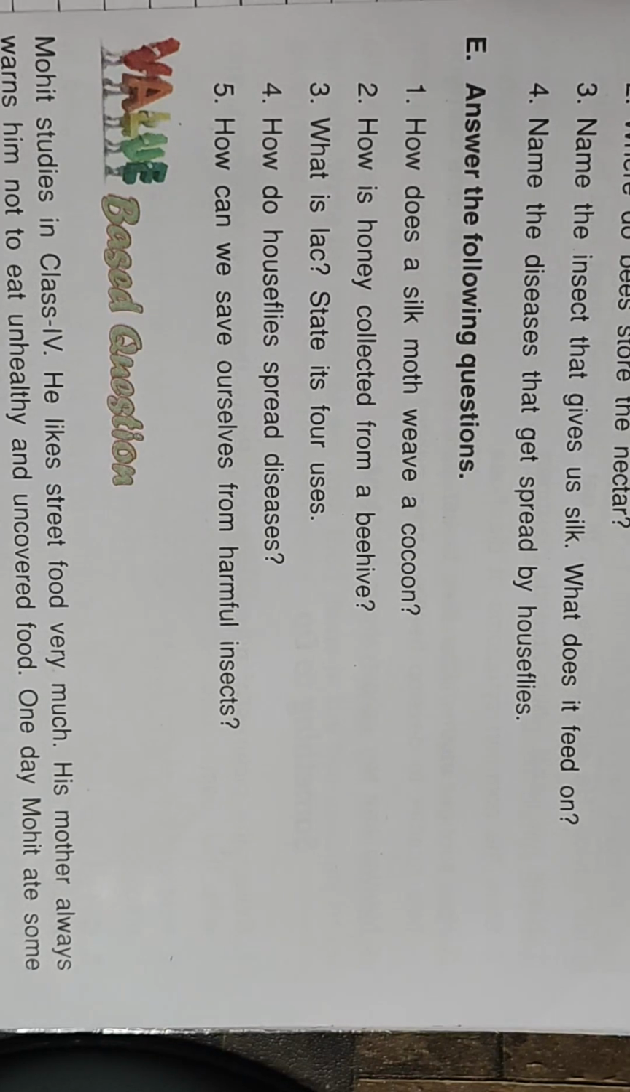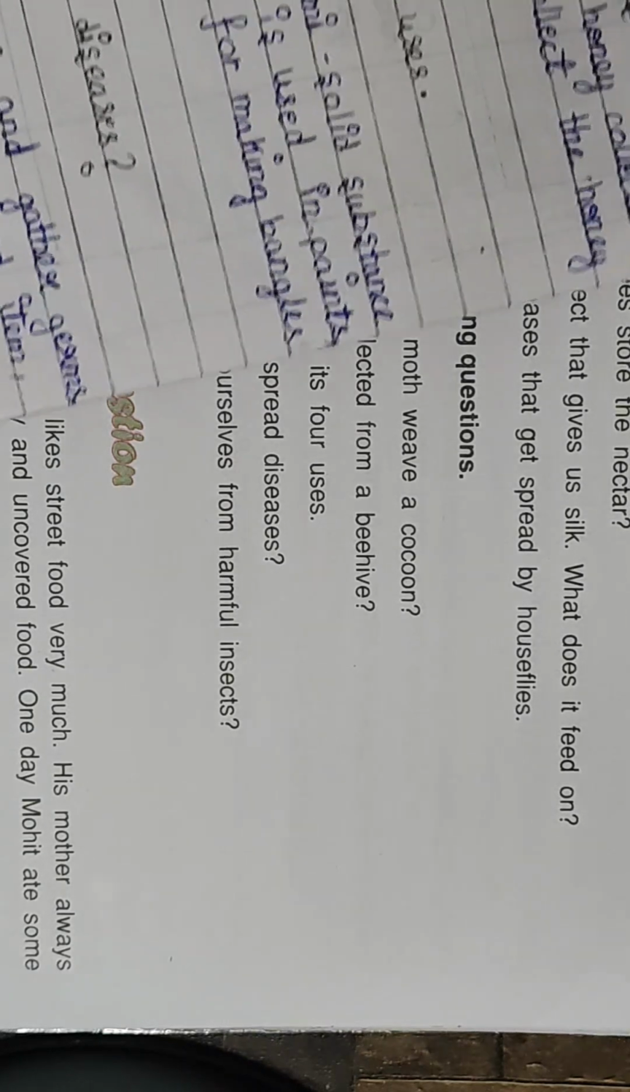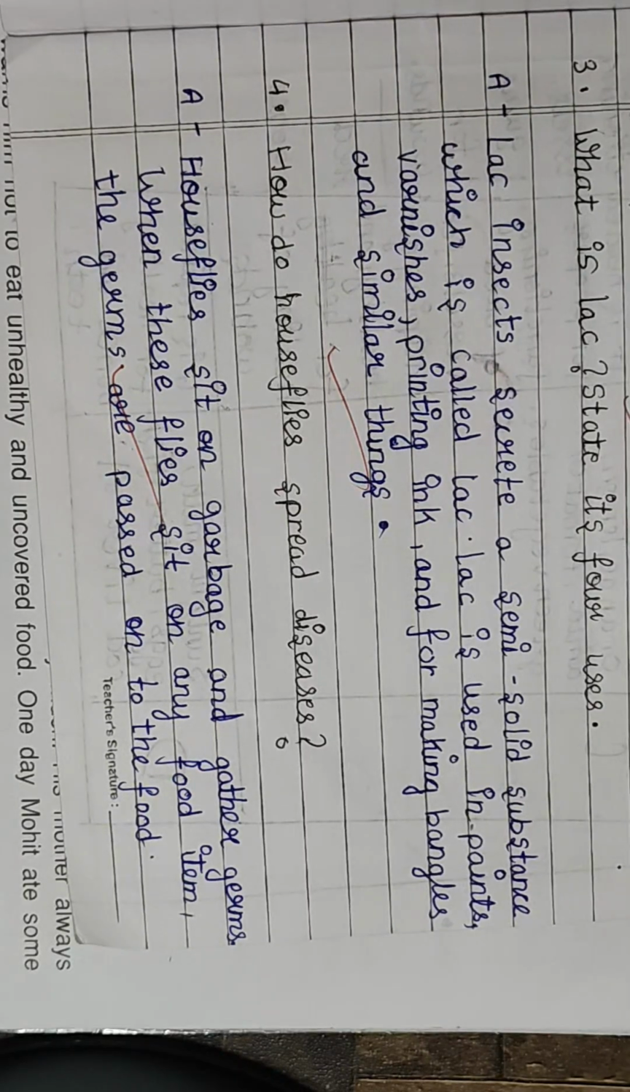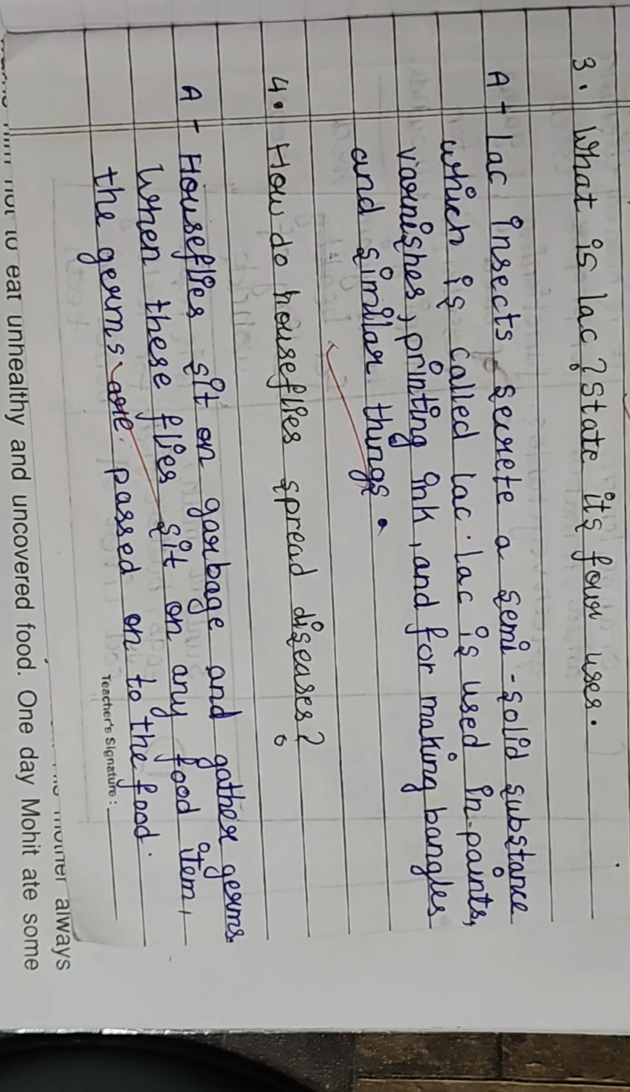How do houseflies spread disease? Houseflies sit on garbage and gather germs. When these flies sit on any food item, the germs are passed on to the food.